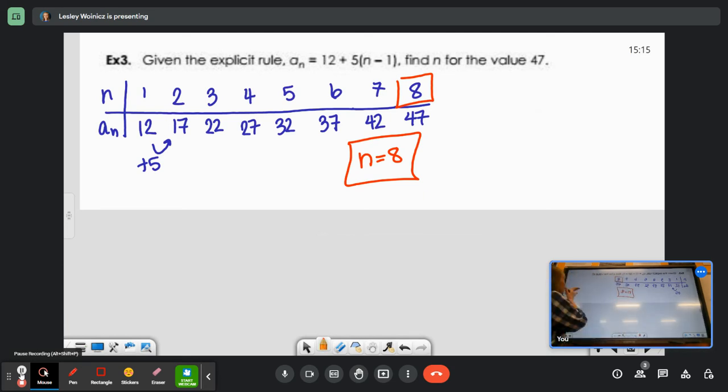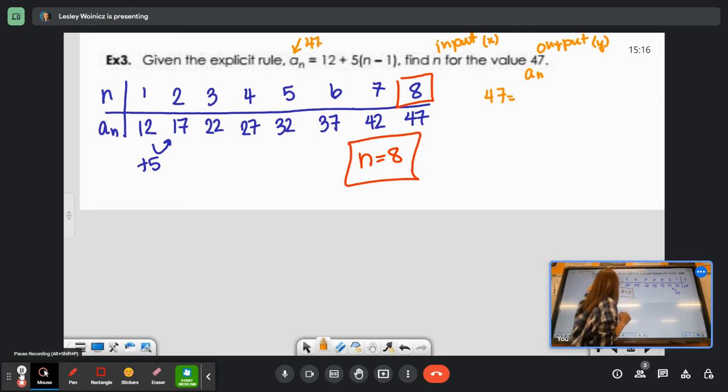That's what I'm trying to say. So if we want to find n, that's our input. Okay, it's kind of like our x, right? And if we have a value, that is our a sub n. It's our output. Okay, it's like our y. It's the analog to our y. So we're going to use our rule, and we're going to plug in our stuff. Okay, write small. So a sub n is 47. 47 equals, do you see where I'm plugging it in right here?